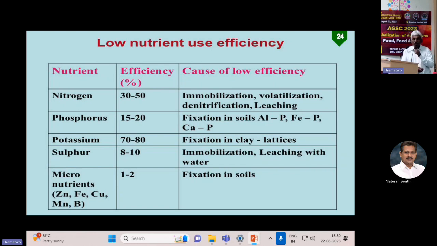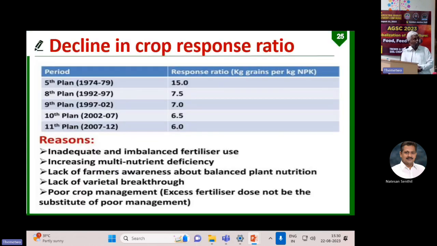What are the efforts we are making? If you go through the literature, a lot of research is going on, especially on increasing the use efficiency of phosphorus, mostly the native phosphorus. If you see the literature, even then much could not be taken care of. For example, the crop response ratio is also very low. From the 5th plan to the 11th plan, there is a drastic decrease in the response ratio. For example, in the 5th plan it was 15 kg grain per kg NPK, which has come down to 6 kg. It is almost only one third.